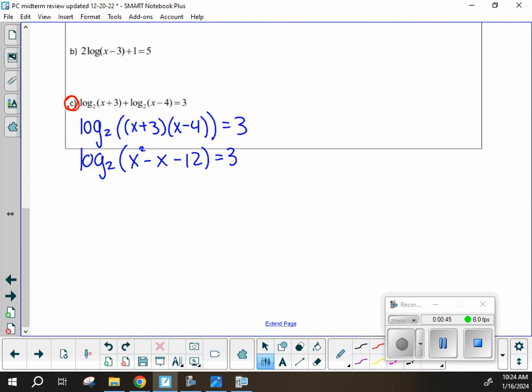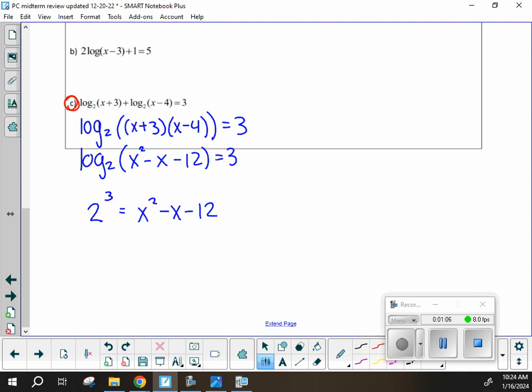So the next step is to switch it to exponential form so that we can release the x from the argument of the log. In my head, I'm looking at that as log base 2, so 2 is my base. A log is an exponent, so the thing equal to the log becomes the exponent. So 2 cubed equals, and then the argument becomes the answer.